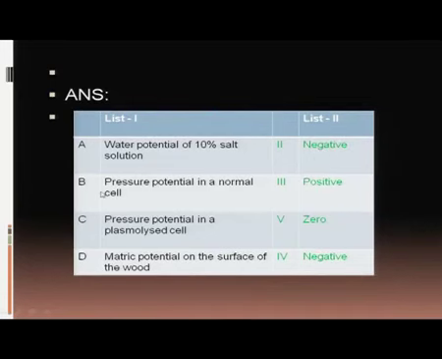Now, pressure potential in a normal cell, as we had discussed earlier also, pressure increases the water potential and it has a positive value. So, pressure potential will have a positive value. Well, in a plasmolyzed cell, there is no turgor pressure. So, the pressure potential value will be 0 here. And finally, matric potential, we had discussed in the last class, has a negative value. So, on the surface of the wood, the matric potential will have a negative value. Let us move on to the next question.